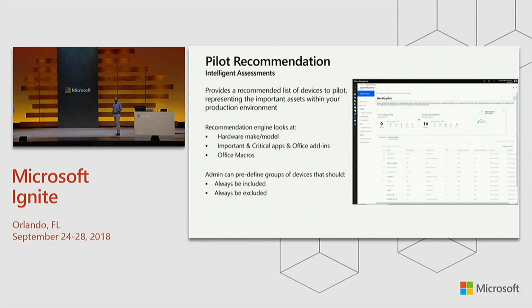So with pilot recommendations, what we're doing here is looking at all the important assets that you've classified in the earlier stage. And at that point, we're going to give you, using a machine learning algorithm, a diversification of all those critical assets, the make and model distribution, the important and critical apps as well as add-ins, all of your Office apps, and then put that together and say, you know what? These are the set of devices that you should truly go pilot. And what we've seen with that algorithm is we've significantly reduced the number of devices that you truly need in an organization. You don't really need a lot.